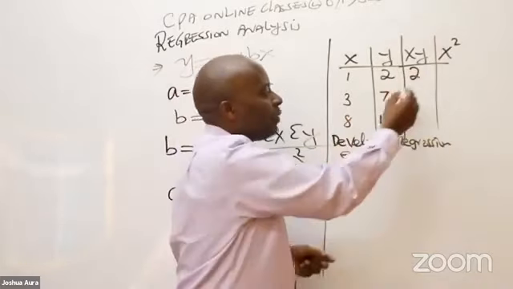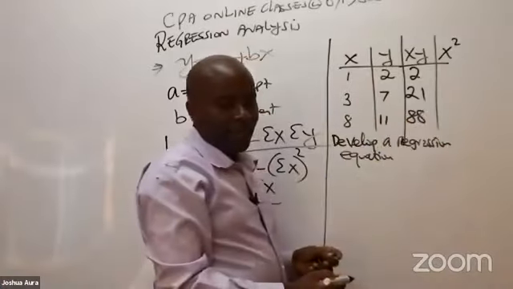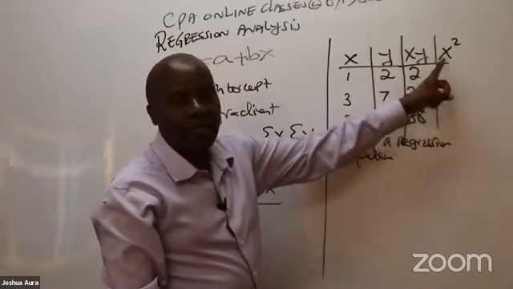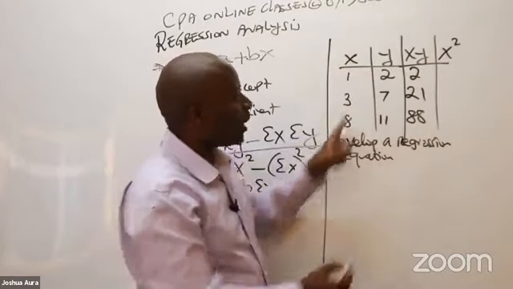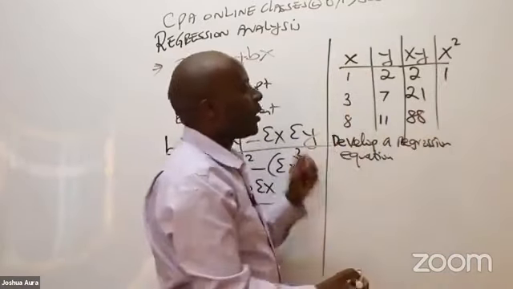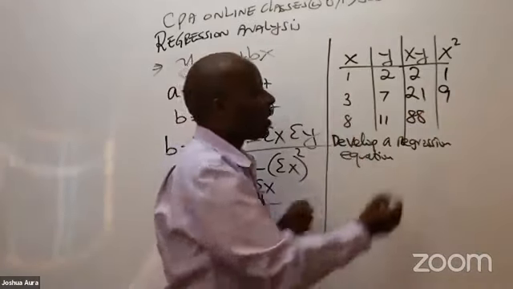3 times 7 gives me 21. 8 times 11 gives me 88. And then here I am wanting to square the X values. 1 squared gives us 1. 3 squared gives us 9. 8 squared gives us 64.